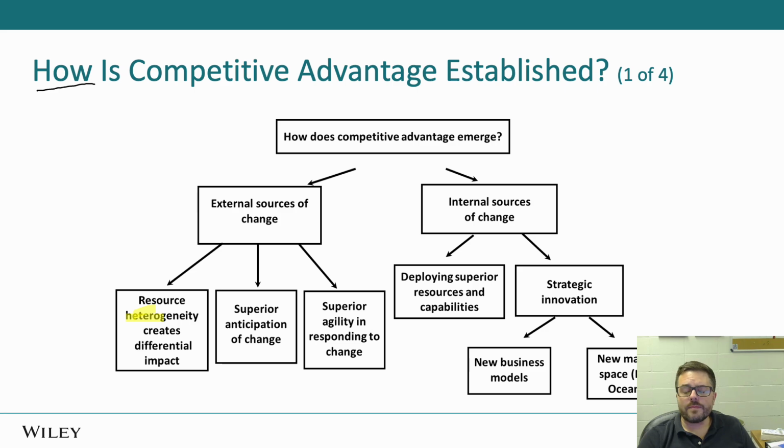So what does that look like? Well, some firms just deploy superior resources and capabilities, and that can change an industry. A good example here might be Japanese car manufacturers in the 70s.